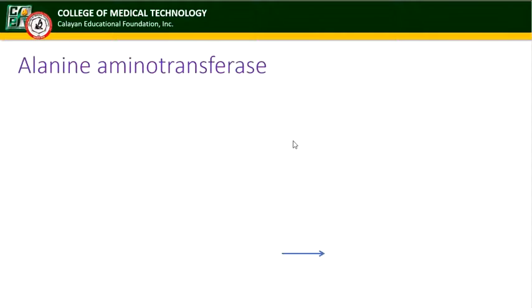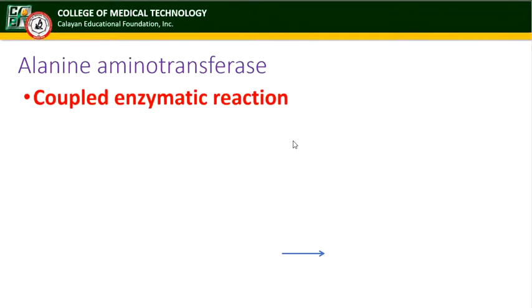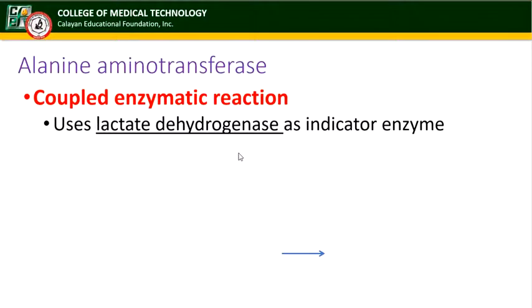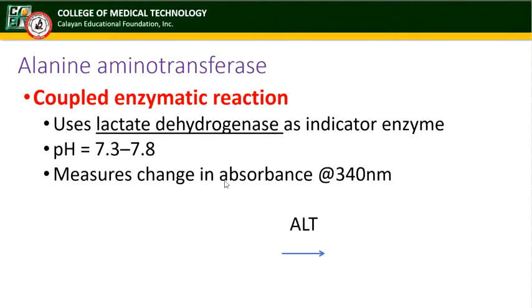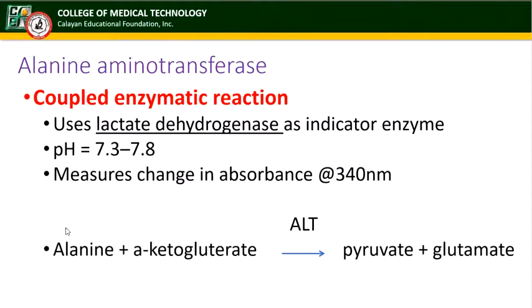So, alanine aminotransferase. So, coupled enzymatic reaction. Uses lactate dehydrogenase as enzyme, indicator enzyme. Kaya coupled enzyme. So, parang dalawa yung enzyme na ginamit dito. pH 7.3 to 7.8. Measures change in absorbance at 340 nanometers. So, alanine plus alpha-ketoglutarate, ALT. So, magiging pyruvate plus glutamate.